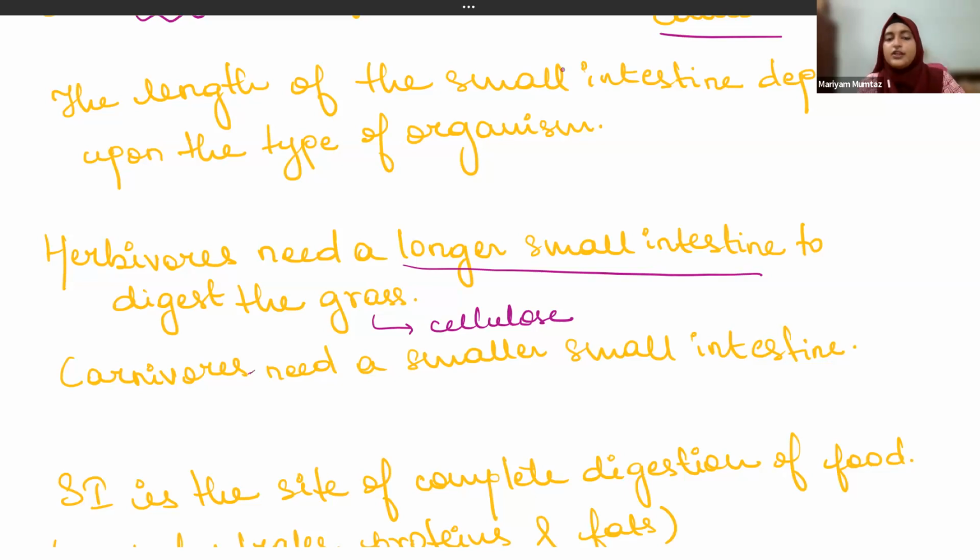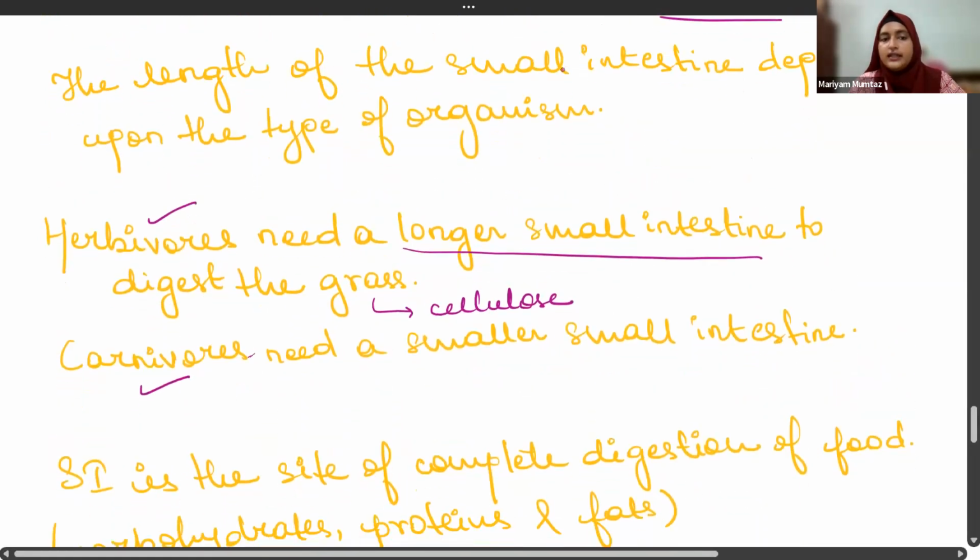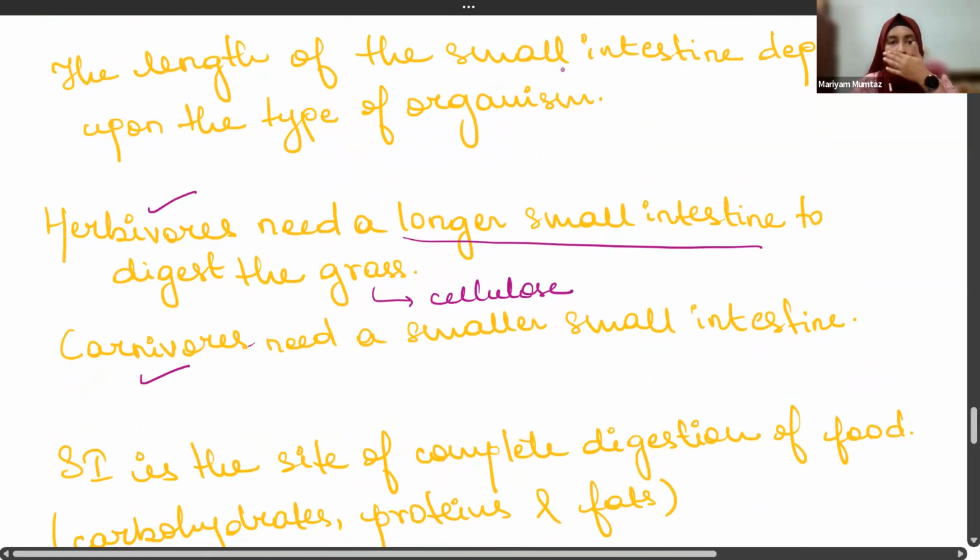So depending on the organism, the length of the small intestine varies. It is longer in the case of herbivores and it is shorter in the case of carnivores. Is it clear? Yes, ma'am. Okay, very good.